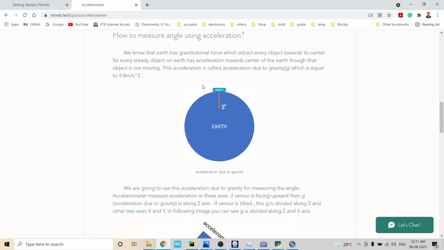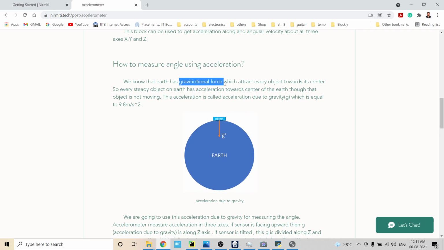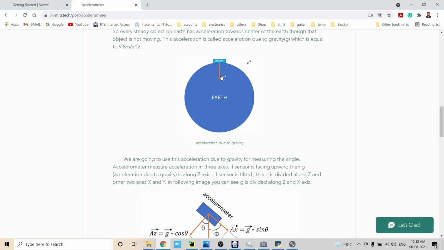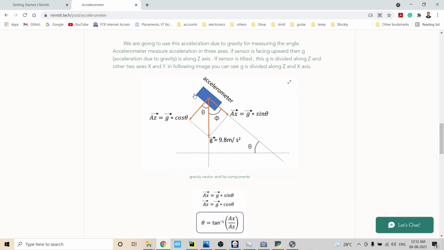We all know that every body on the earth is attracted towards the center of the earth. That is called the gravitational force, and whenever there is force, there is acceleration. This acceleration g is called acceleration due to gravity. When we tilt our IMU, that is the accelerometer, then g is divided into two components, in the direction of the x-axis and in the direction of the z-axis. These are the two components of this acceleration vector.